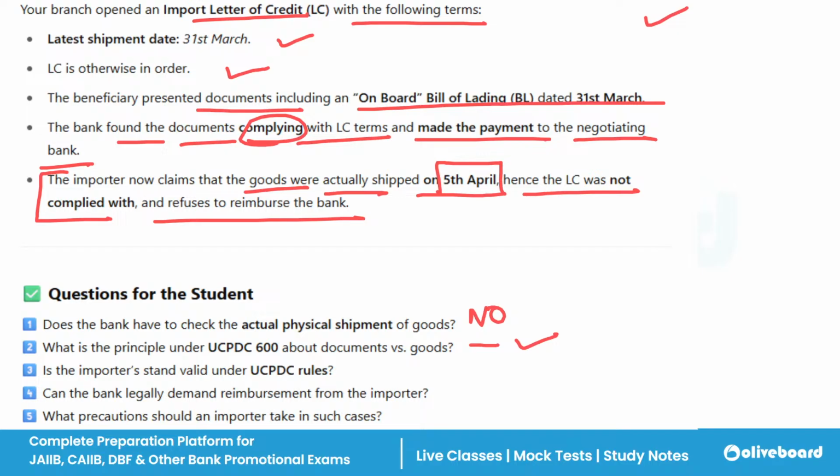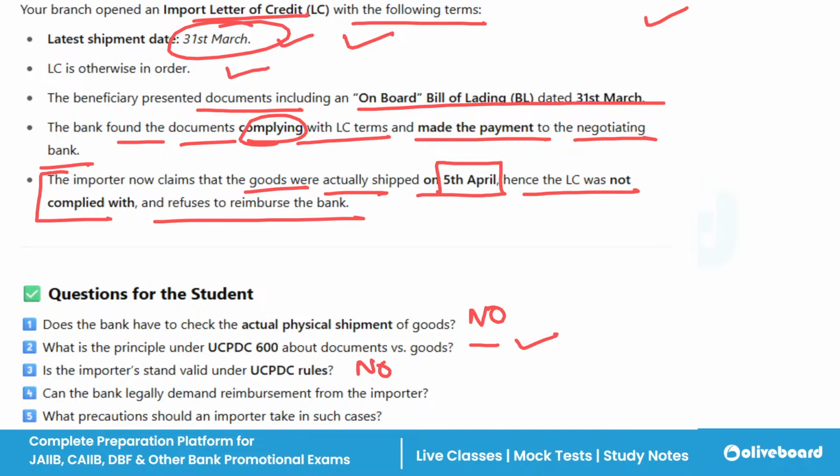So the bank must check whether the documents appear to comply or not. Is the importer's stance valid? No, because the bill of lading is dated 31st of March, so the bank has to check which phase meets the LC condition. If the on-board date is there, showing shipment was done on 31st March, the bank has to accept it. Any dispute about actual shipment is outside the bank's responsibility.